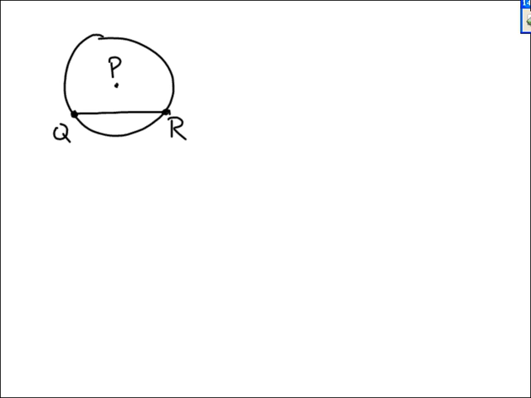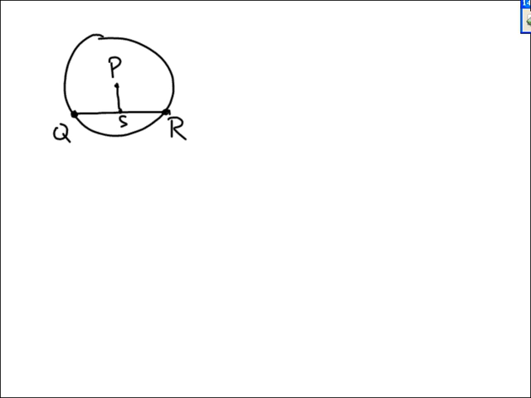Let's have a look at this one. Have a circle. The center of the circle is point P. And you have a chord. A chord is any line that goes from one point of a circle to another. Say Q to R. And I come down to point S.